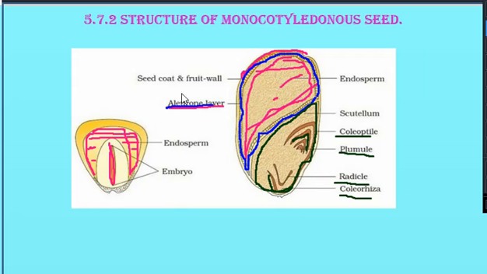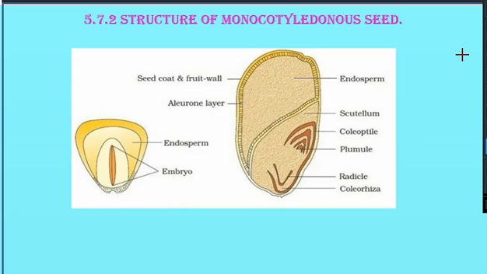Here, for 1 mark you need to remember what the aleurone layer is. What is the aleurone layer? The outer covering of the endosperm which separates the embryo, the proteinaceous layer, and this proteinaceous layer is known as the aleurone layer. This diagram can also be asked for 2 or 3 marks.